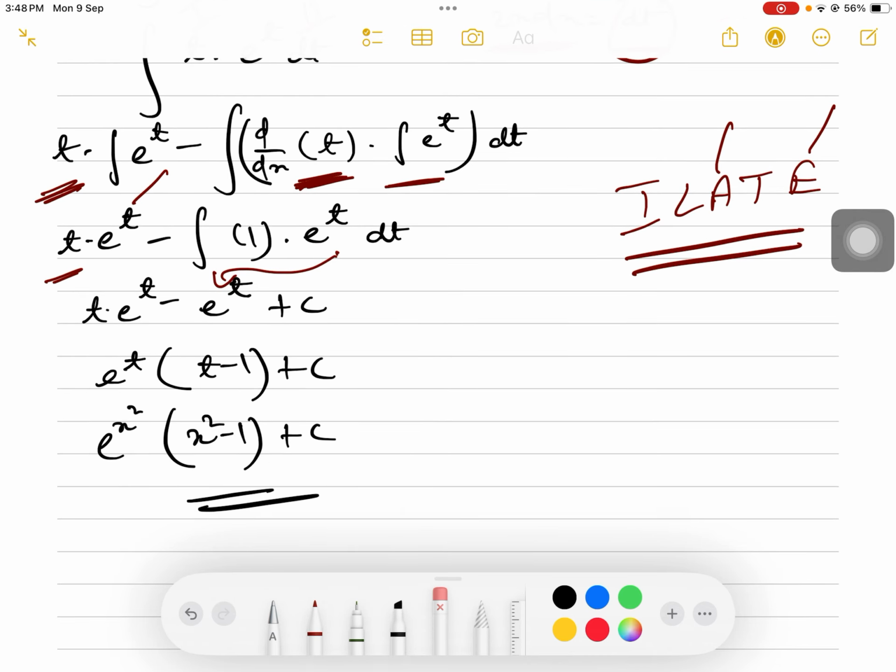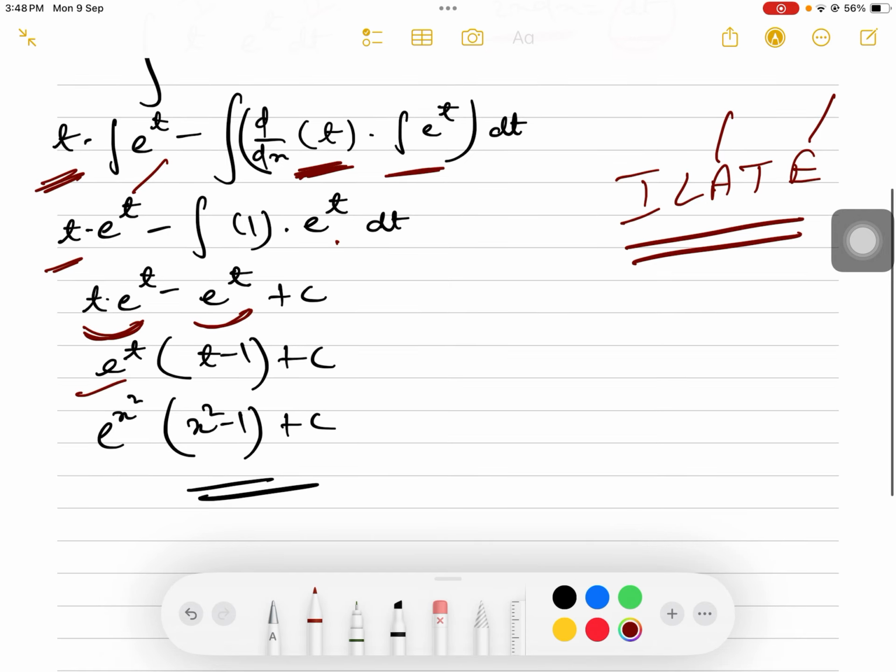So now I have got two terms. One term is t into e power t, the second term is e power t only. From these two terms I have taken e power t common. So what is left? From the first term t, and from the second term minus 1 only is left.